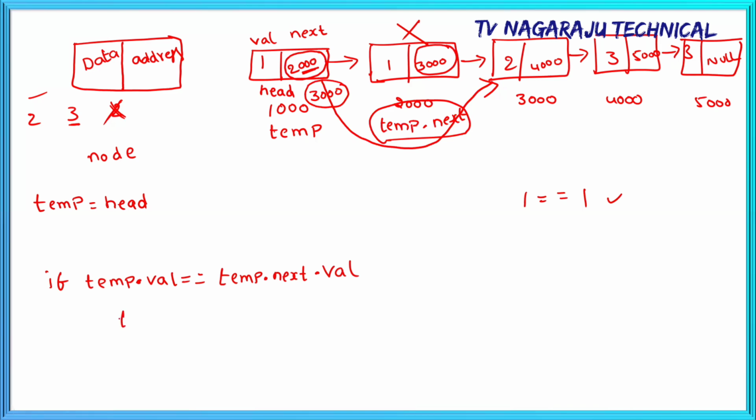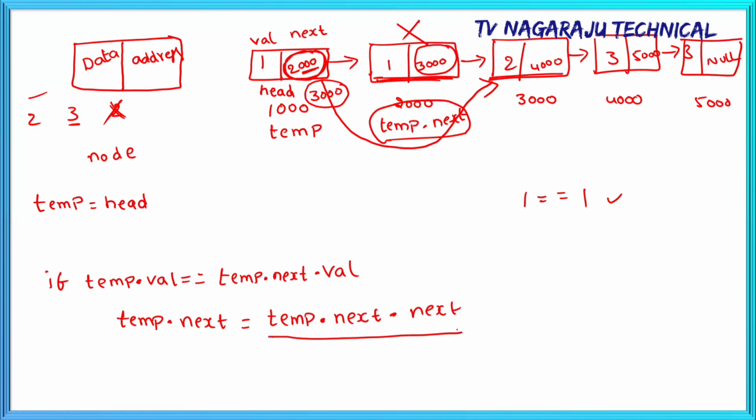That means what I am doing, understand? temp.next means this position. It is equal to temp.next.next, this one. If you use one dot, one next means the next element; second next means the element after that. Now this one, what is this one? 3000 is assigned to temp.next. Yes. Suppose here 1 and 1 matched. Simply we are removing this one. Automatically it is removed. Now compare.